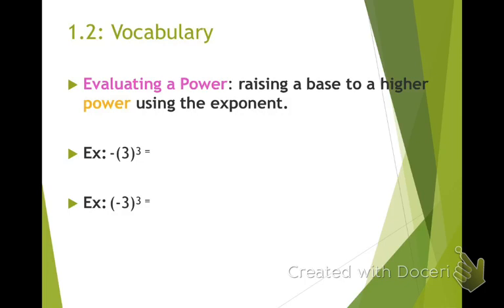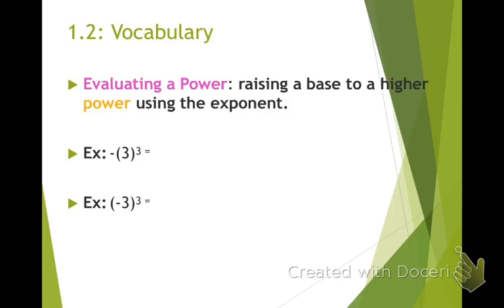What's the only thing different between the first example and the second example? What's the only difference? Where the negative is, right? One of them, the negative sign is on the outside of the parenthesis, whereas the other one, it is inside. So whenever we do this, if you have a negative outside a parenthesis, it's not going to get taken to the 3rd power like the second one is.